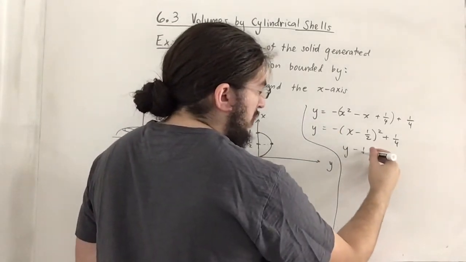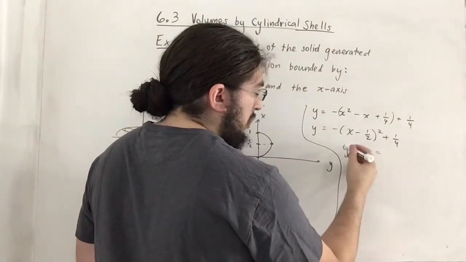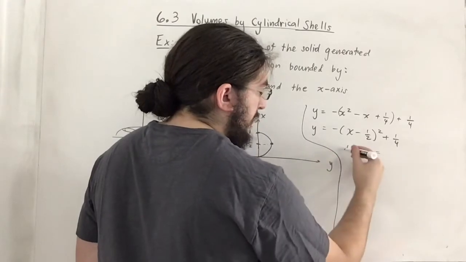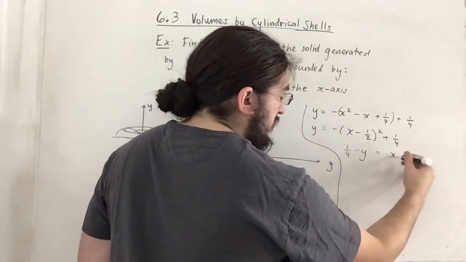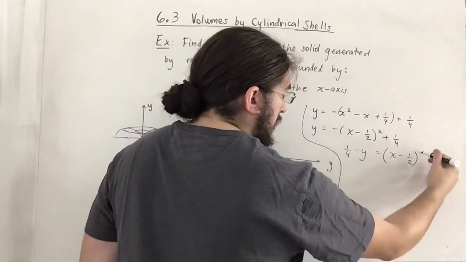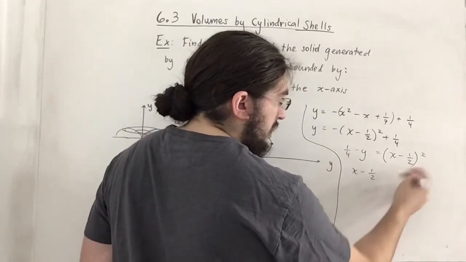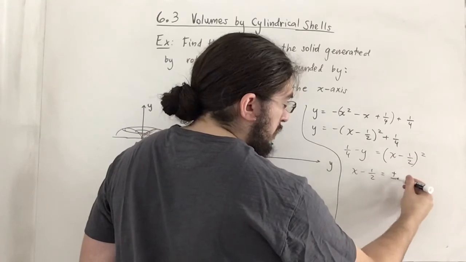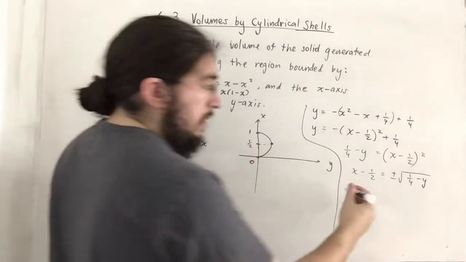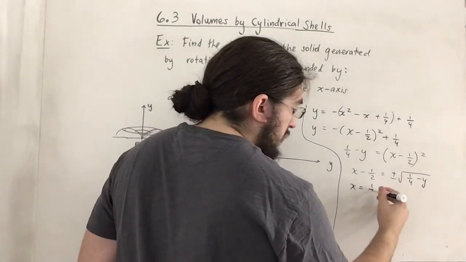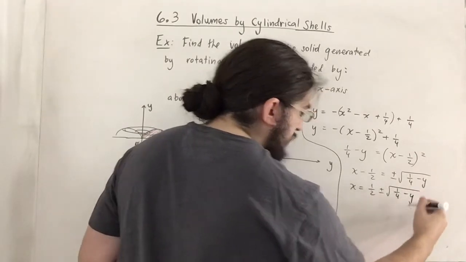So if we subtract 1/4 to the other side, we get negative this, but if we negate the whole thing, so let me actually do that. Again, I'm subtracting 1/4 to the other side, but then dividing by the negative in front gives me this all to the second power. And then if we square root both sides, we get this outside of the power equals plus or minus the square root of 1/4 minus y. Perfect. Then add 1/2 to the other side, and finally we get our functions.